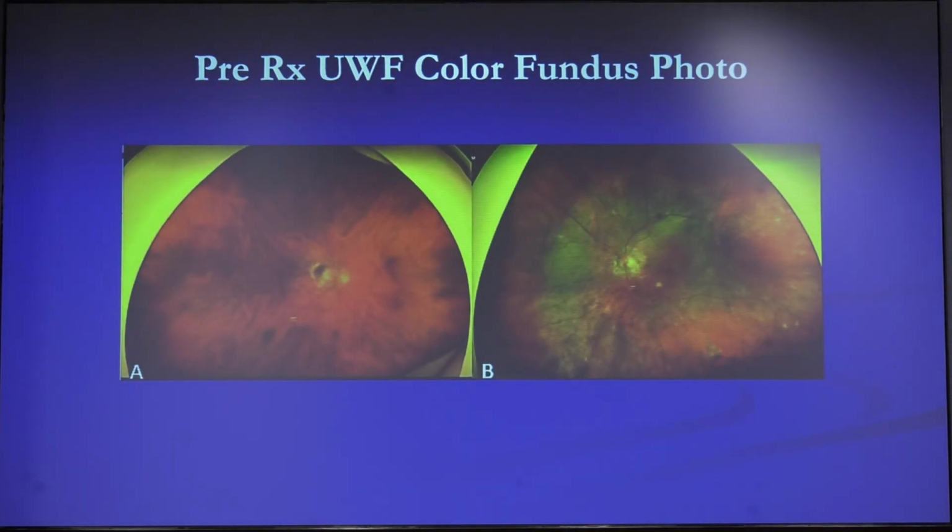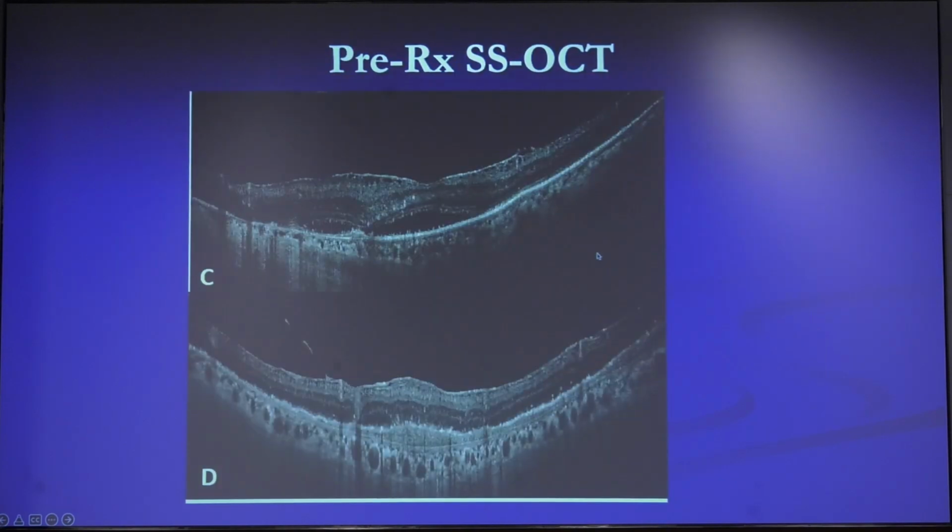This is what the fundus picture looked like. You can see some glaucomatous changes in the disc. In the left eye, gross RPE alterations at the posterior pole. And this is what the OCT looked like. There are some subretinal deposits in the right eye. In the left eye, between the RPE and Bruch's, there is a sheet-like deposit.